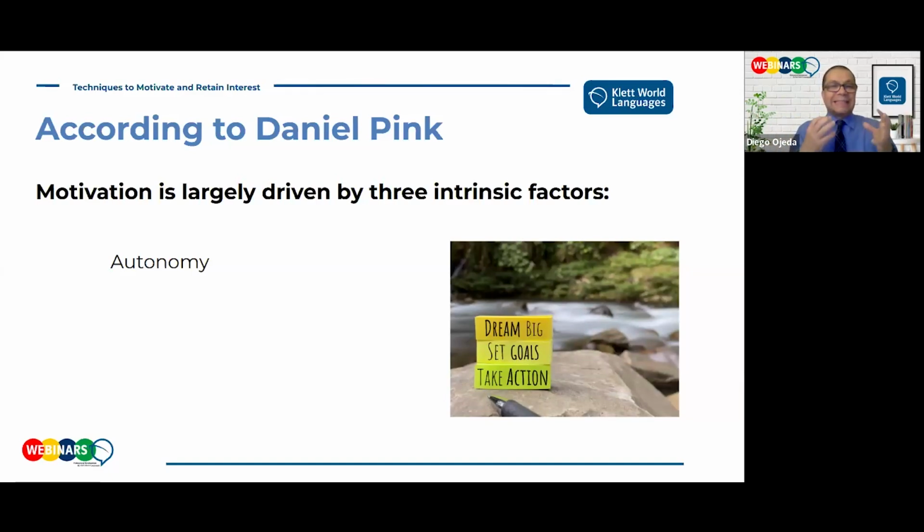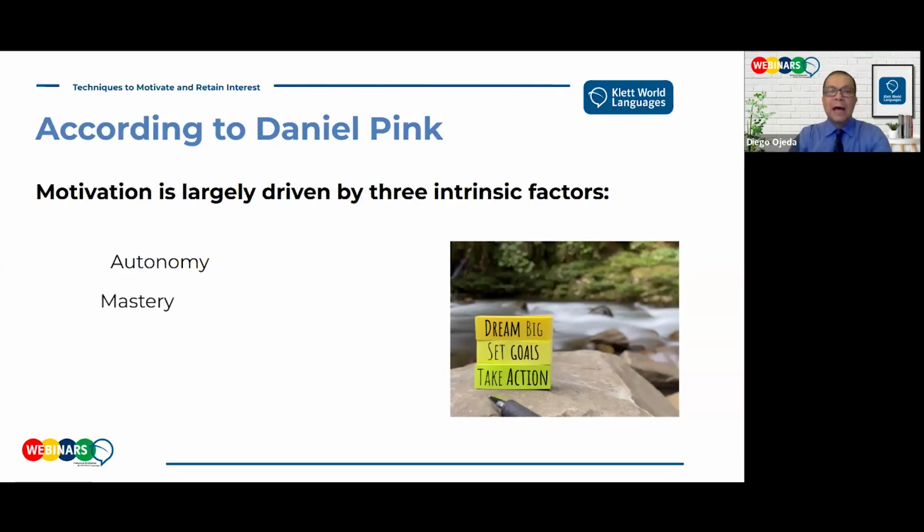In other words, an extrinsic factor could be that the student is motivated because the teacher is giving points, positive points, or grades with each activity that they do. Or maybe the teacher is giving food in the classroom. Or maybe the teacher is giving fake dollars that they can turn into objects or pens or anything. That's an extrinsic factor. But for Daniel Pink, real motivation happens when we focus on these three intrinsic factors.